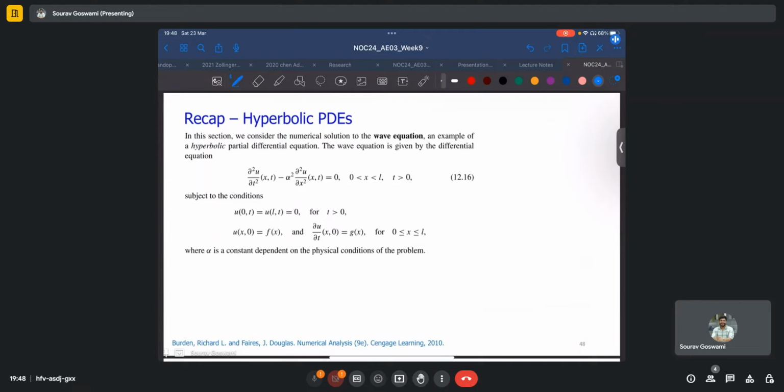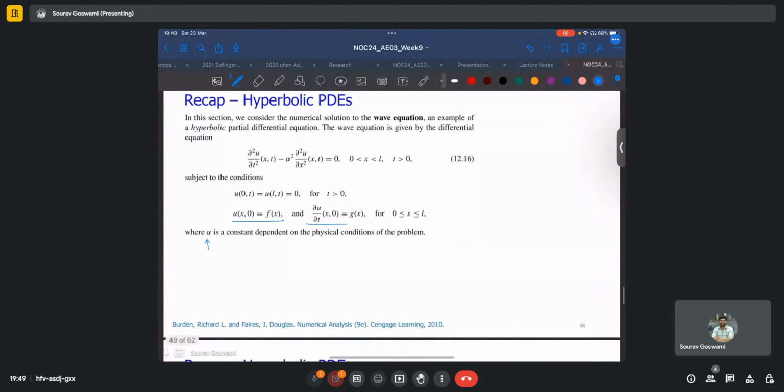So both the boundary ends are actually nodes where the displacement is 0, and the initial condition u at (x, 0) is equal to f(x), and also the initial position u at (x, 0) and the initial velocities. So del u by del t at (x, 0) is equal to g(x) for all x lying between 0 and L. Alpha, of course, is a constant dependent on the physical conditions of the problem.